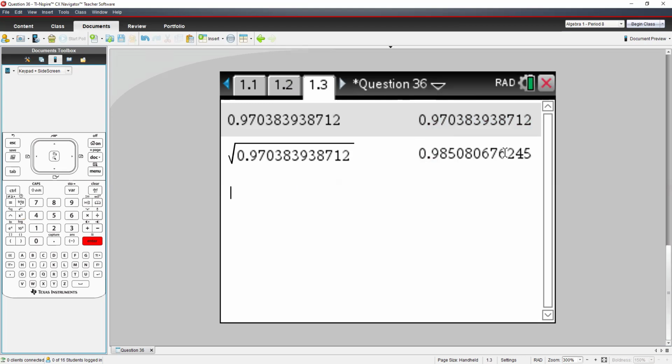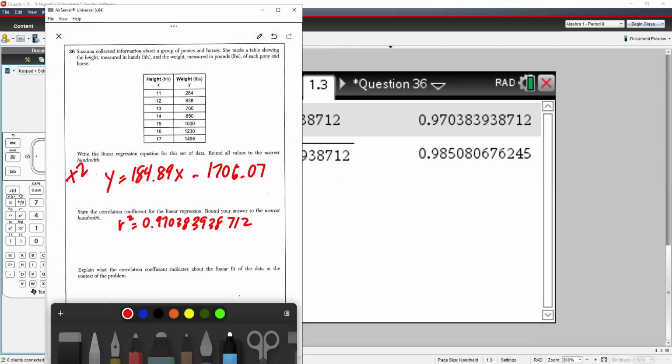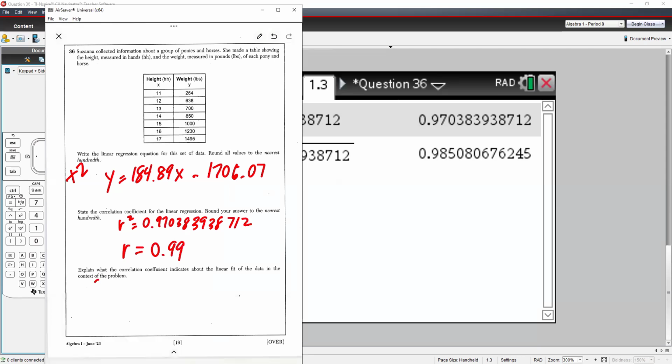So this is the correlation coefficient. I got to round it to the hundredths place. So I look at the 8 because that's in the hundredths place. I look to the right, it's 5 or above. So I'm going to give it a shove. So the correlation coefficient is going to be R equals 0.99. That's the correlation coefficient. And that means a strong positive correlation.